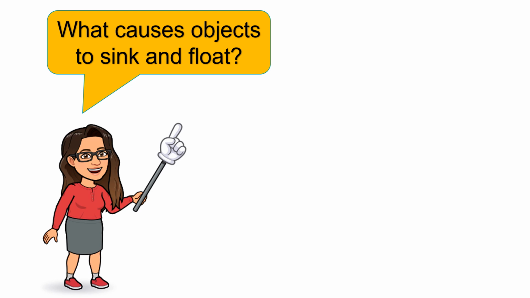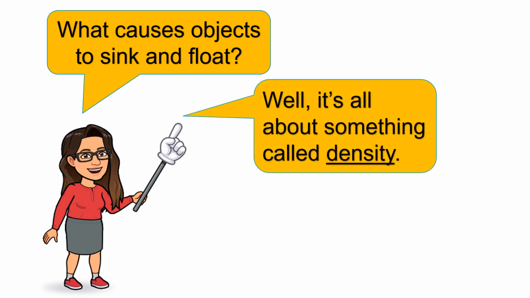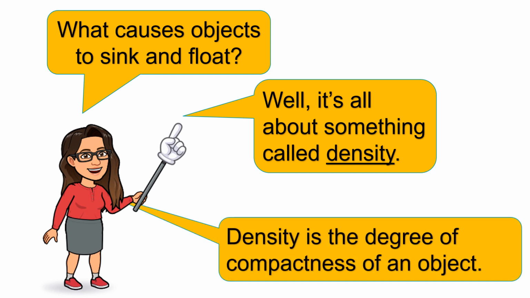What causes objects to sink and float? Whether an object sinks or floats depends on its density. Do you know what density means? Density is the degree of compactness of an object.